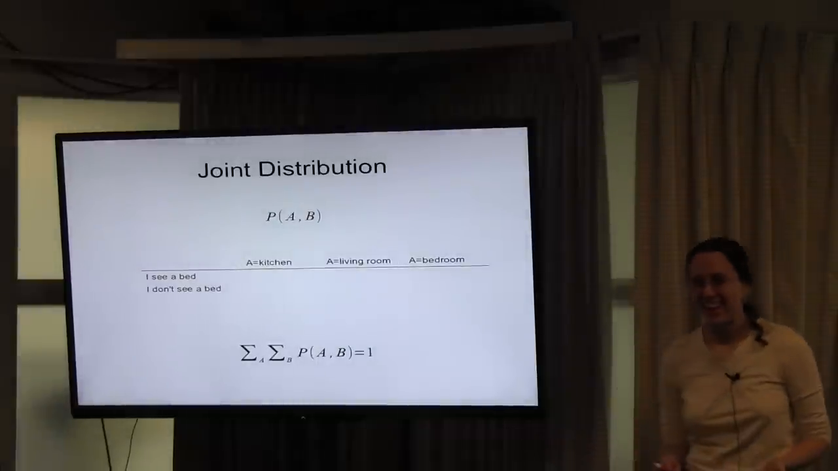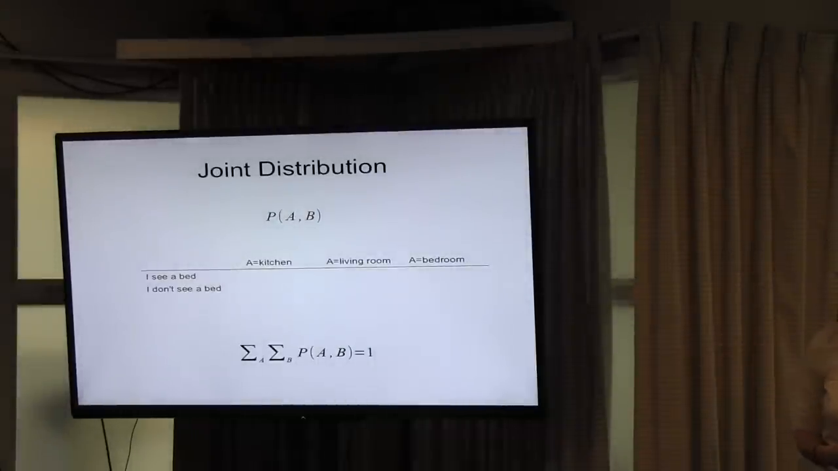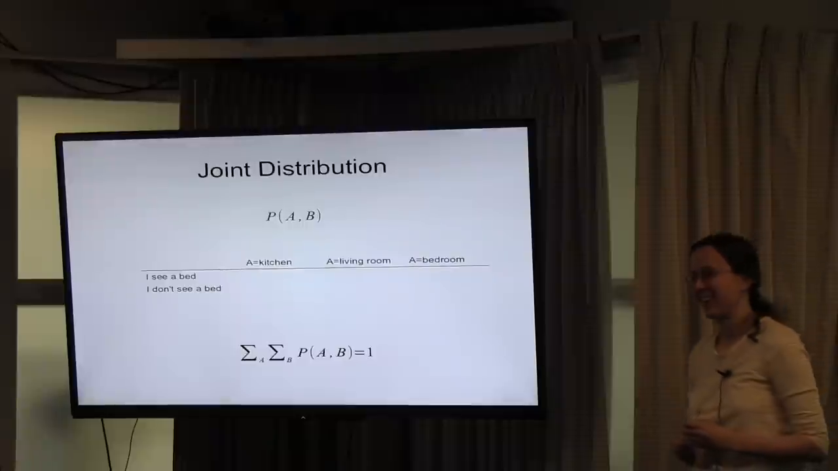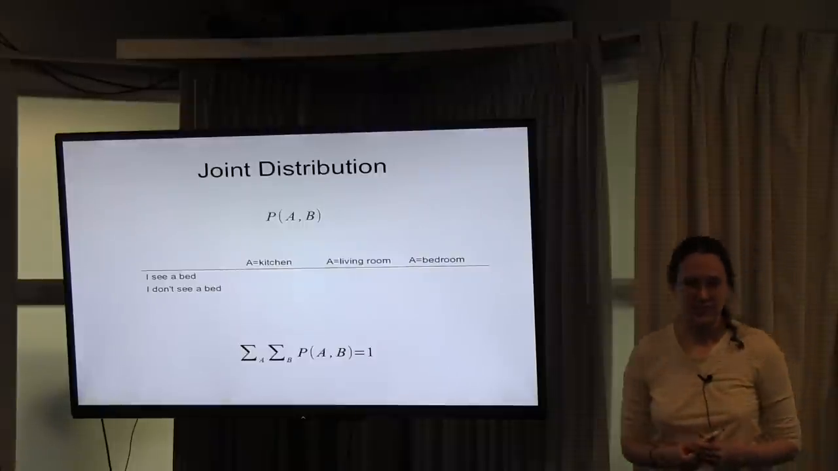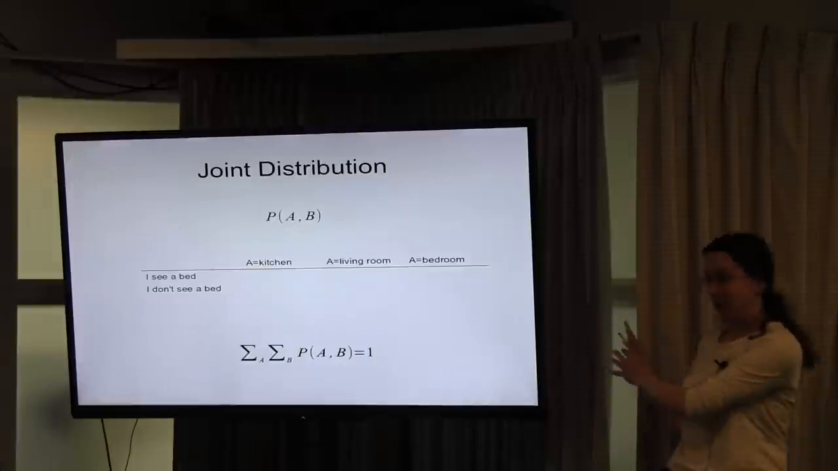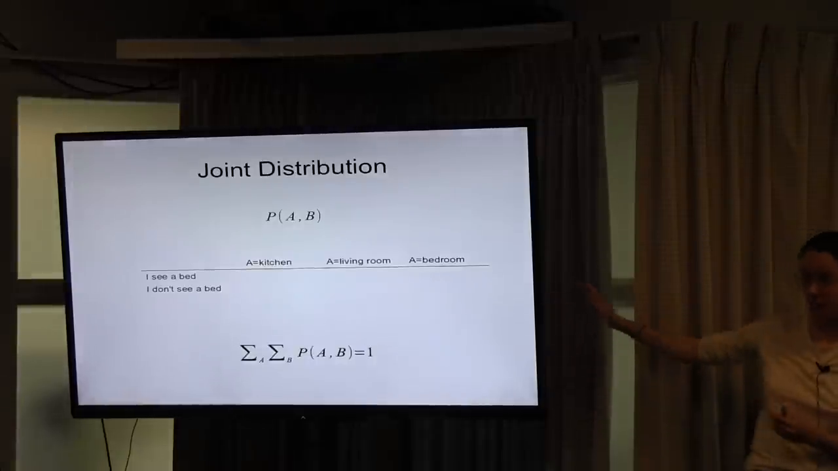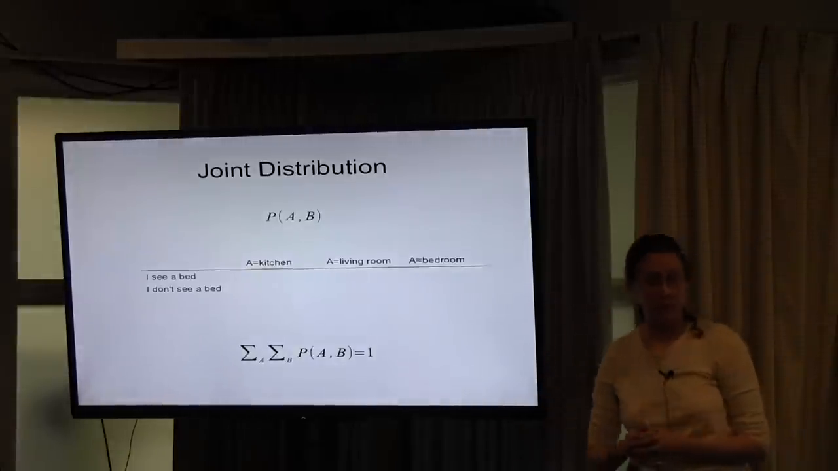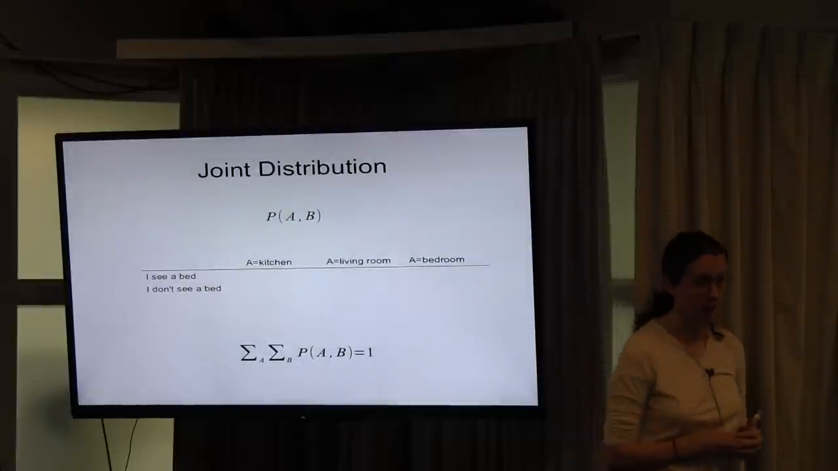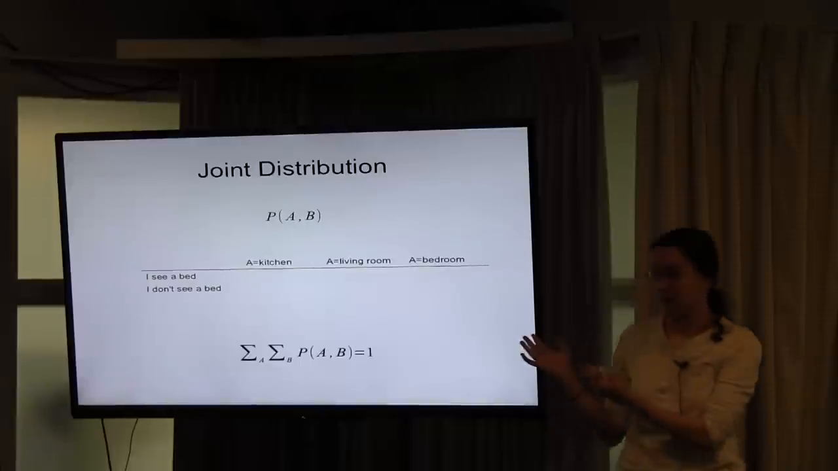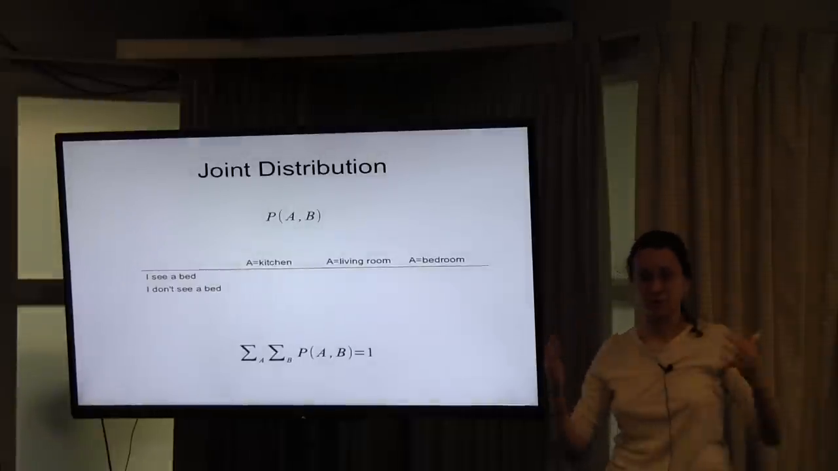How many, 1 in 100 people have, 0.01, would be like 1 in 100 people have a bed in their kitchen. So I could estimate this from data. I could go into lots of houses and try to count up what these joints actually are. If I'm just making up a model, I'm trying to use my intuition.